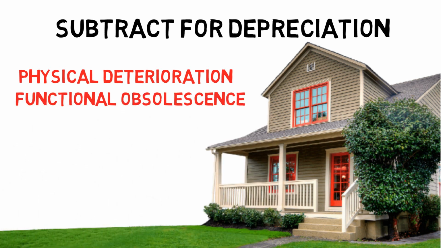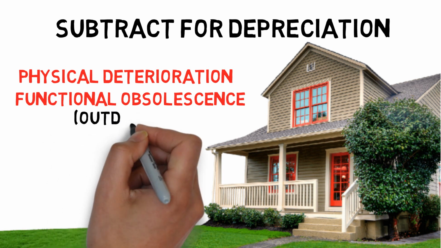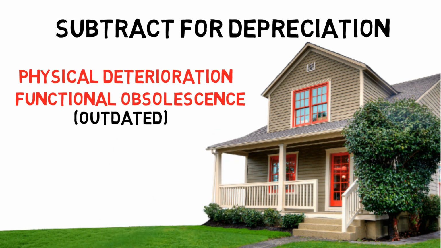Number 2 is called functional obsolescence. Functional obsolescence means we have problems inside the property lines and the property doesn't function the way modern properties do. In other words, it is outdated. It might have window unit air conditioners, things like that, which would make it functionally obsolete.